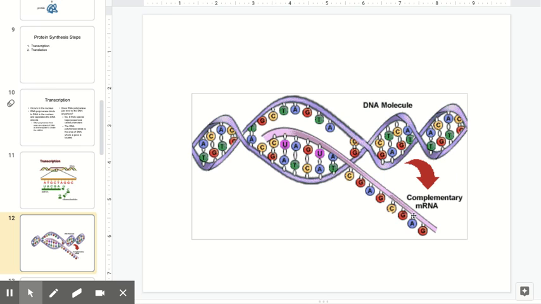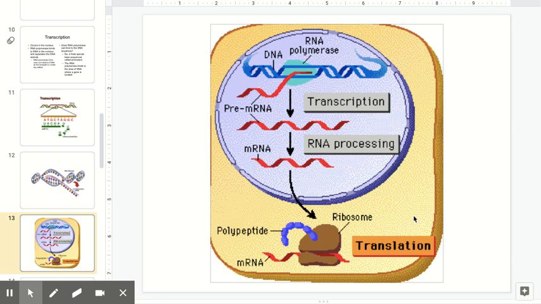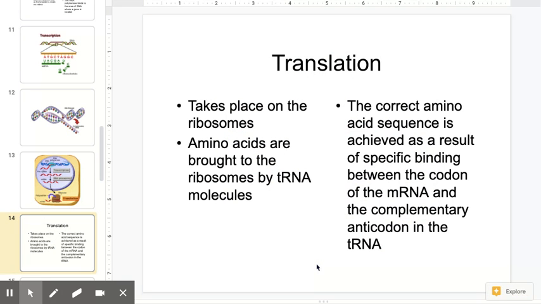And that mRNA, once it has been created, there might need to be little modifications. We're not really concerned with that at this point, but once it's all done and the mRNA is processed, that mRNA floats out of the nucleus and it finds a ribosome. Remember, ribosomes are protein-making little factories. They're typically represented as little circles. And this is where translation happens.